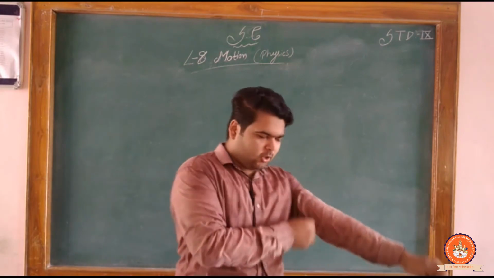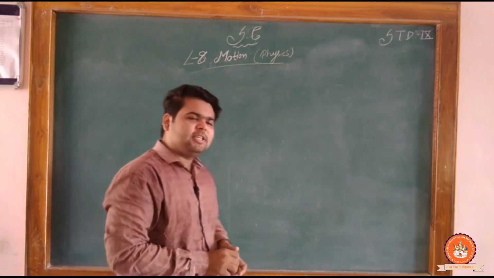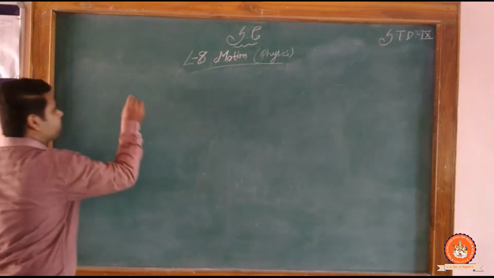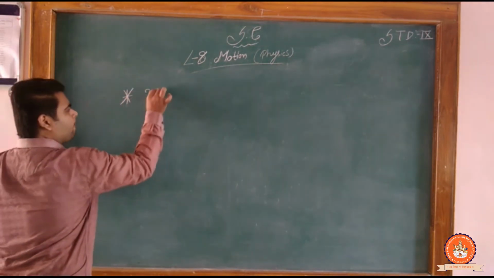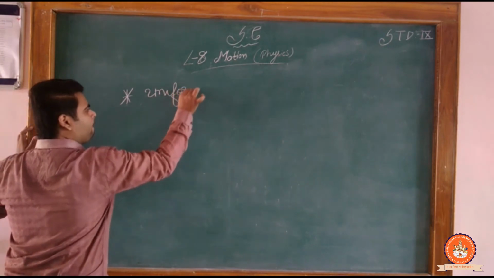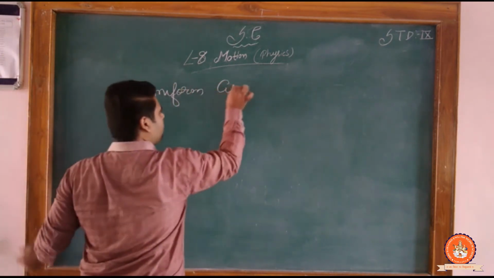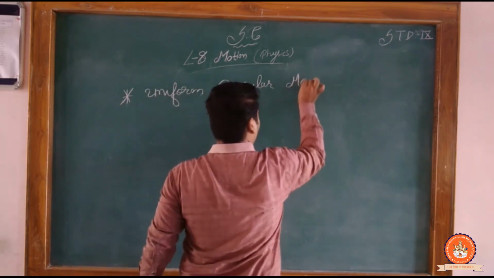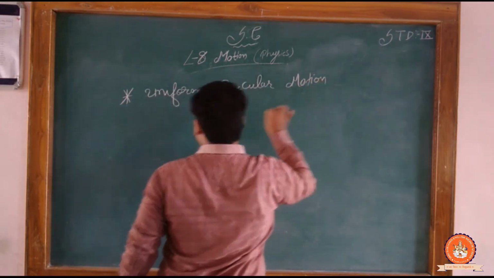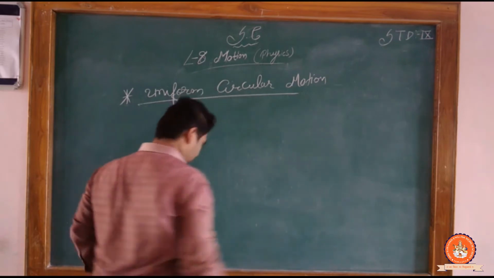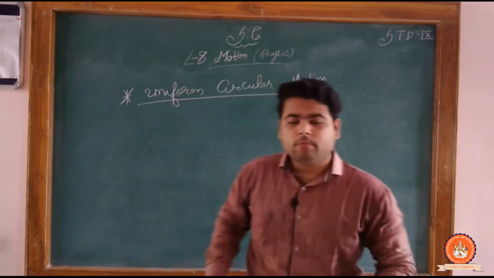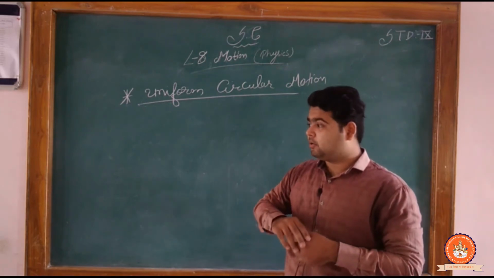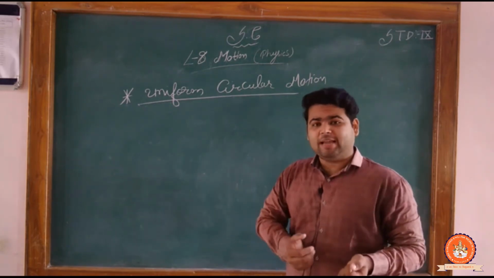Clear? So the last topic of this chapter is uniform circular motion. Clear? Uniform circular motion. For uniform circular motion, first of all we discuss at which time the velocity is going to be changed.